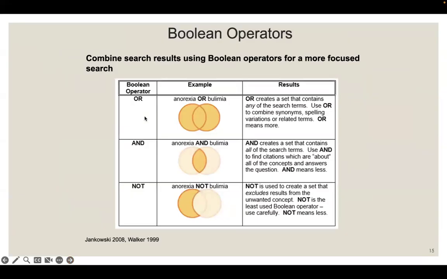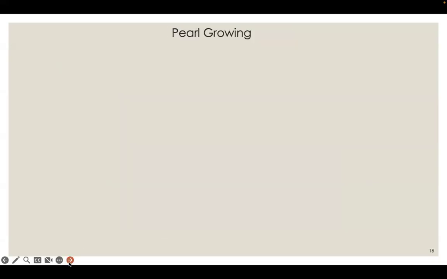OR means more is a good way to remember that. OR will broaden out your search results. So you'd get articles that covered anorexia or bulimia, mentioning those in the title or abstract, for example. And AND would narrow it down. NOT is one that you can use sparingly. It's usually going to be these two. The problem with NOT is that it might leave out some results that could be useful to you, but you can use that if needed as well.